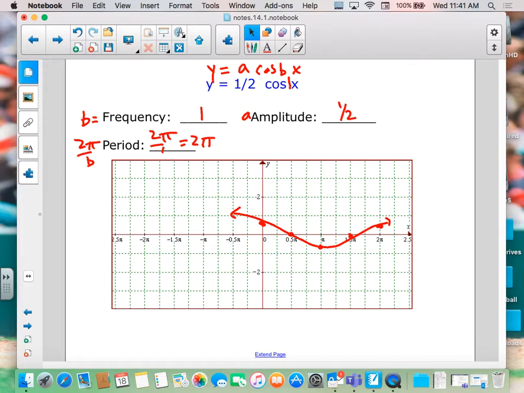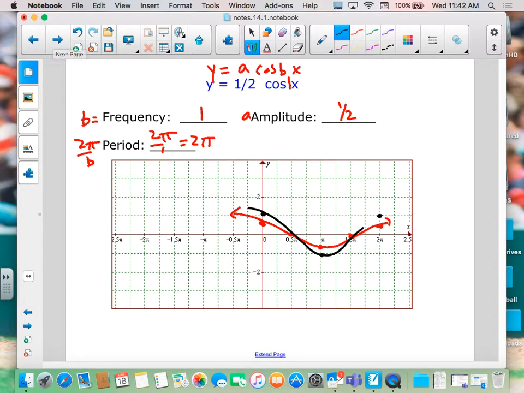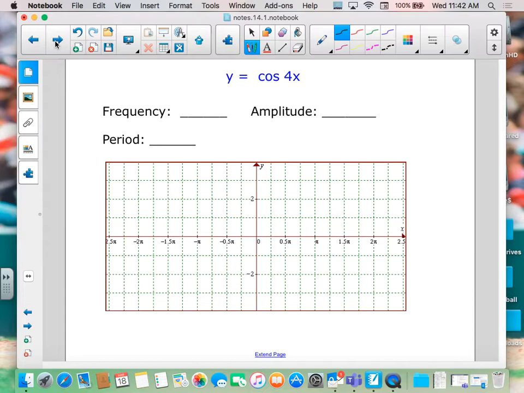Notice it looks a lot like the parent function. I'm going to put the parent function on top of this one just so you see it. Cosine starts at 0, 1, ends at 2 pi 1. Halfway in between, it's at pi negative 1. This would have been your parent function. They're very similar. The only difference was that 1/2. So you can always pause these videos and slow them down, but there's your cosine graph.